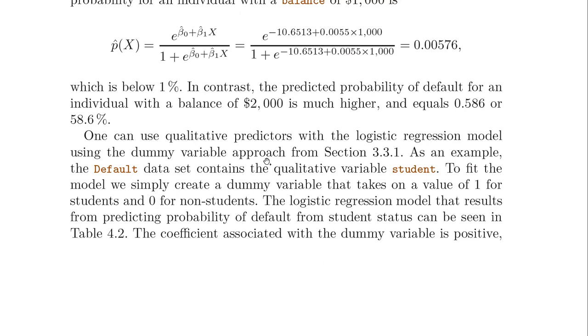One can use qualitative predictors with the logistic regression model using the dummy variable approach. And we have, as in our data set, the qualitative variable student. That is a yes or a no. We can turn it into numerical by saying 1 if the observation is a student, 0 if the observation is not a student. And we do that over here.